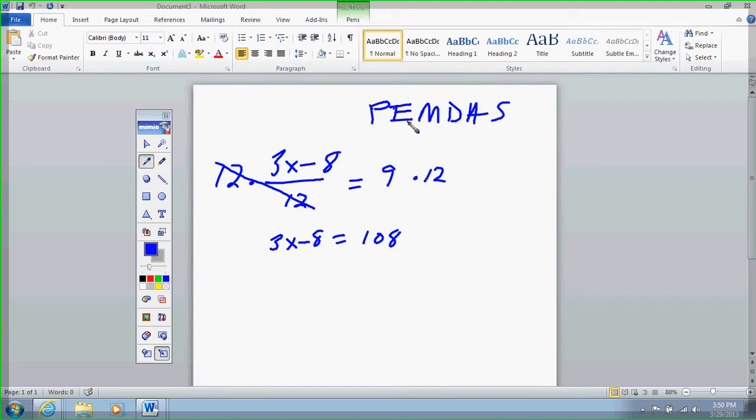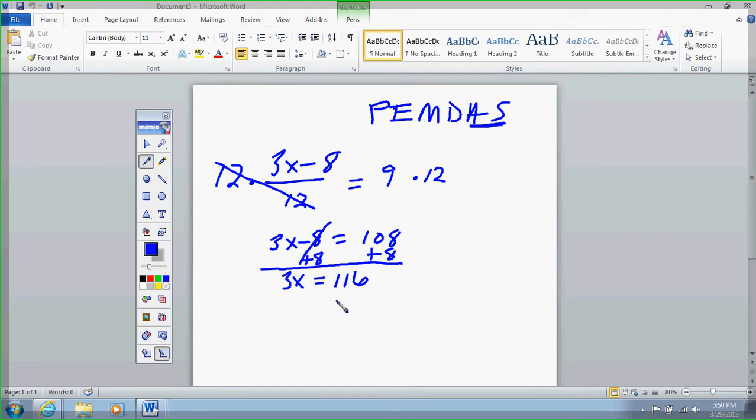So instead of parentheses, exponents, multiplication, division from left to right first, and then adding and subtracting from left to right last, we do our adding and subtracting first. So I've got this minus 8 here, so I'm going to have to do the opposite, which is add. So I'm going to add 8 to each side. Bring everything else back down. Now, I keep saying bring everything else back down, but it is very important. 108 plus 8 is 116.